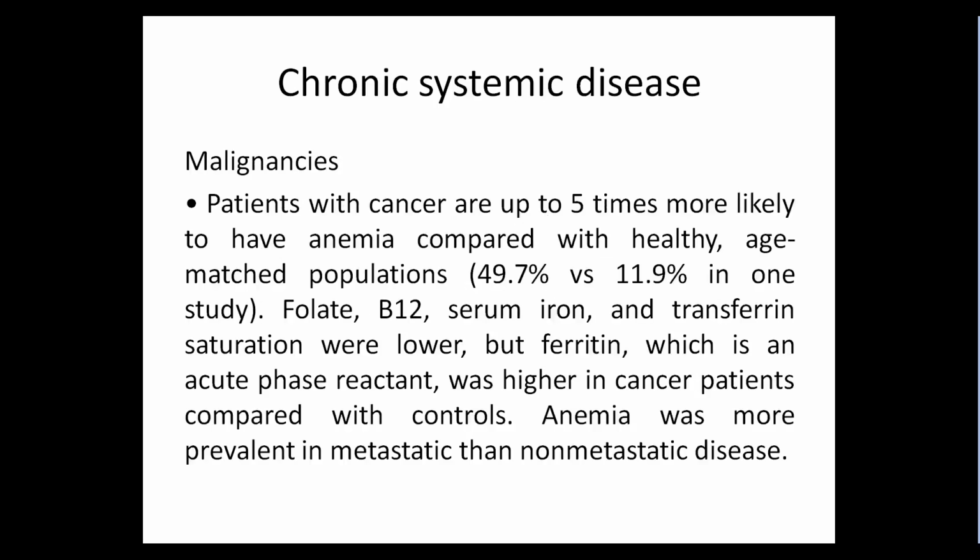Malignancies. Patients with cancer are up to 5 times more likely to have anemia compared with the healthy age-matched population. Folate, B12, serum iron, and transferrin saturation were lower, but ferritin, which is an acute phase reactant, was higher in cancer patients compared with controls. Anemia was more prevalent in metastatic than non-metastatic disease.